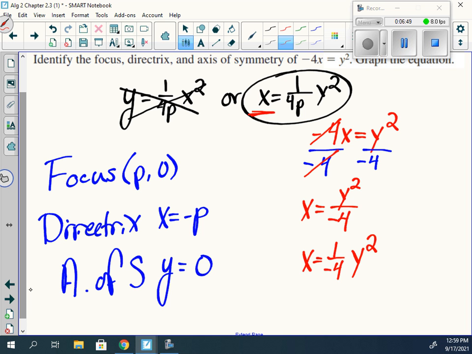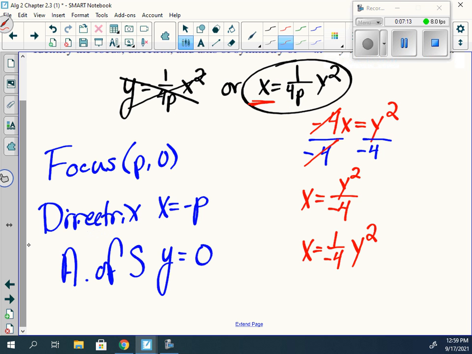Now, because of our properties of fractions and multiplication, we can actually move the y out to the side, because negative 1/4 times y is the same as y over negative 4. Those are the exact same. Any questions on this here?